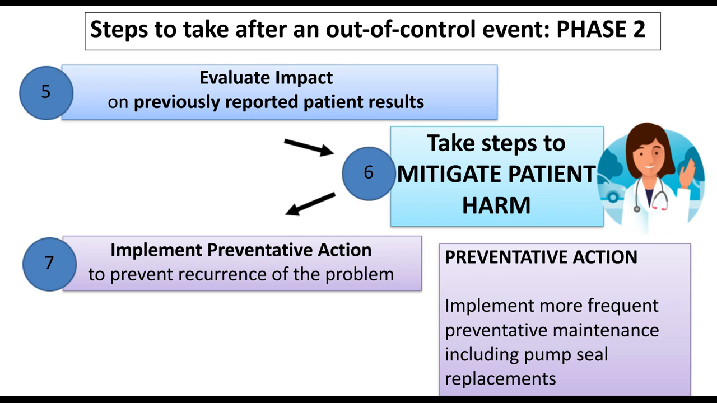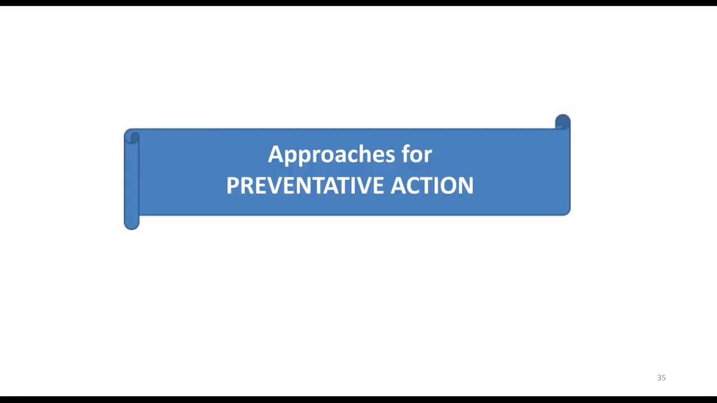The last step in our recovery process is to implement preventive action. The preventive action should seek to prevent the root cause of the problem. For example, the root cause of our glucose problem was a leaking pump seal. Therefore, we implemented more frequent preventive maintenance activities that included pump seal replacements to prevent recurrence of the problem. So one common type of preventive action is a more robust or frequent preventive maintenance program. The next couple of slides show some additional types of approaches for preventive actions.